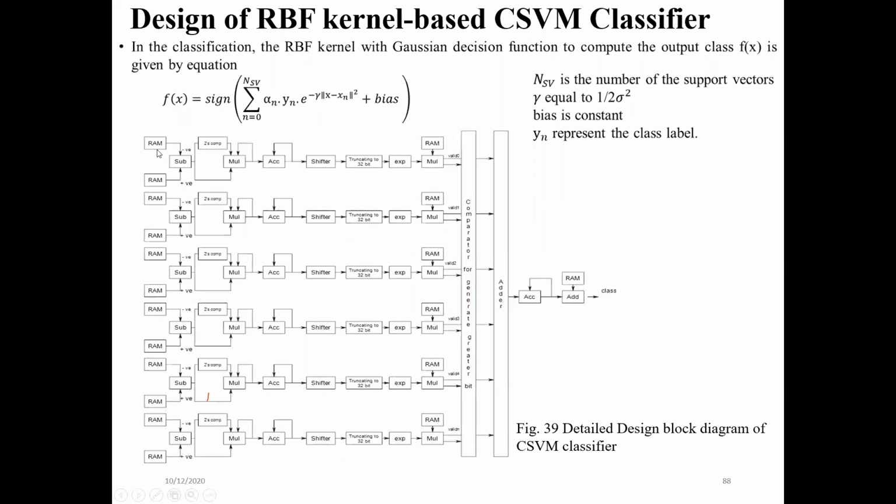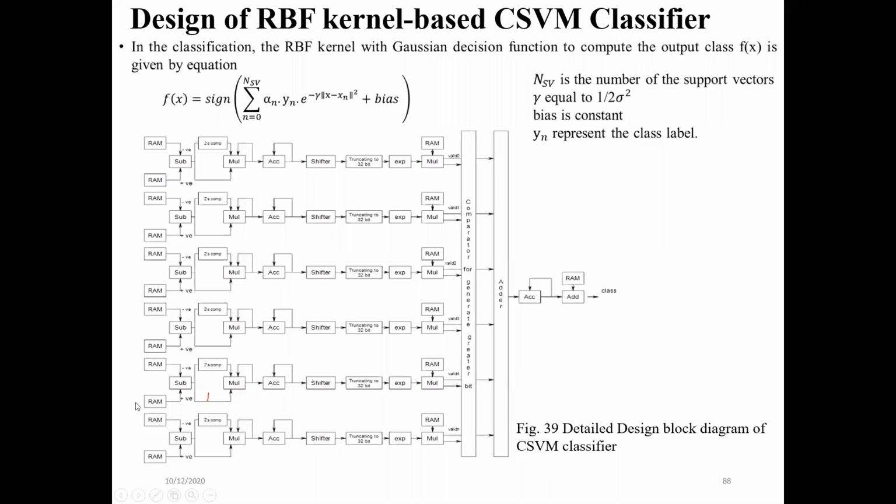So you may observe block RAM, subtractor, multiplier, accumulator, shifter, then truncating exponent, multiplier, random access memory. There is a comparator for generating greater bits. There is an adder, there is an accumulator. So this is a detailed design block diagram of the CSVM classifier.